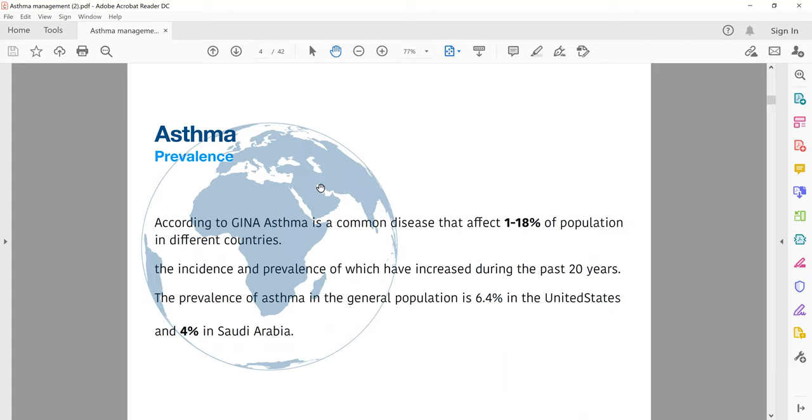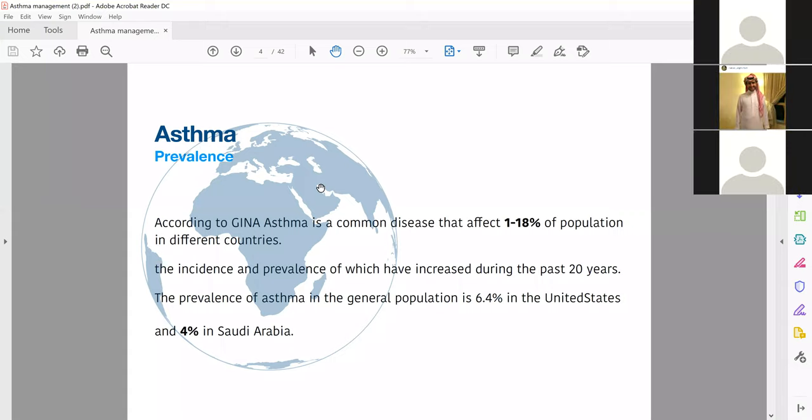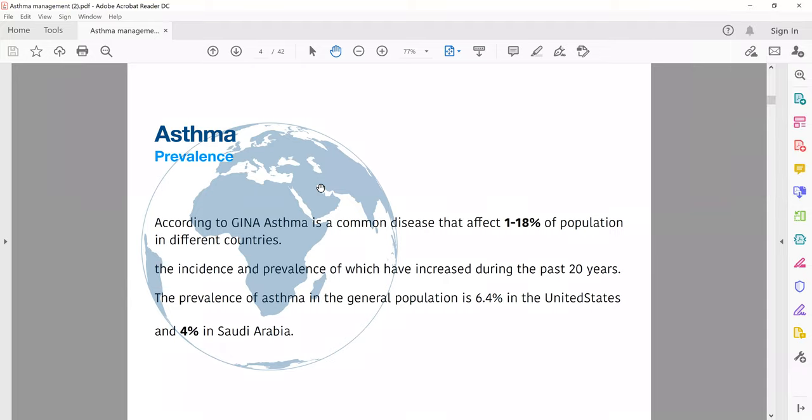The prevalence of asthma, according to GINA guidelines 2020, they said that asthma affects 1 to 18% of the population in different countries. And the Global Initiative for Asthma said that the incidence and prevalence of asthma increased in the last 20 years because of changing lifestyle in transport and type of foods and so on. The prevalence of asthma in the United States is 6.4%, and in Saudi Arabia it is 4%, according to their study.